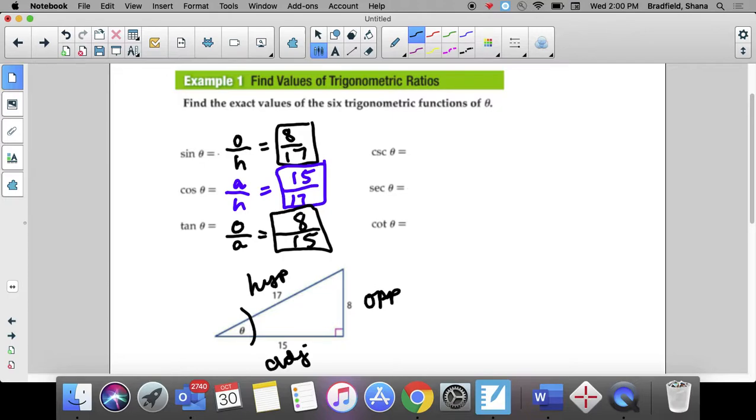For the reciprocal functions, we don't even really have to think about those. We just know that they're reciprocals. So instead of taking opposite over hypotenuse, I do hypotenuse over opposite, or take my sine function and just write the reciprocal, which is 17 over 8. Secant is the reciprocal of cosine, so that's going to be 17/15. And cotangent is the reciprocal of tangent, so that's 15/8.